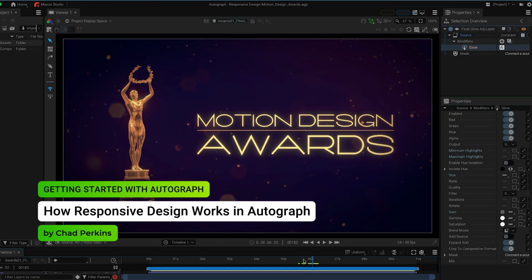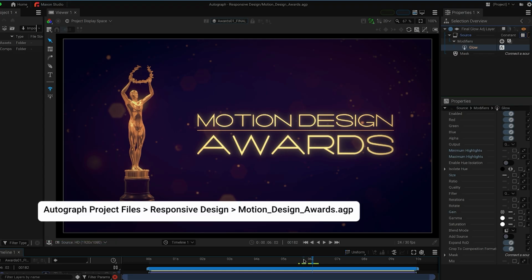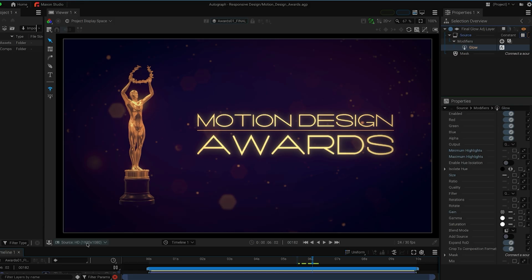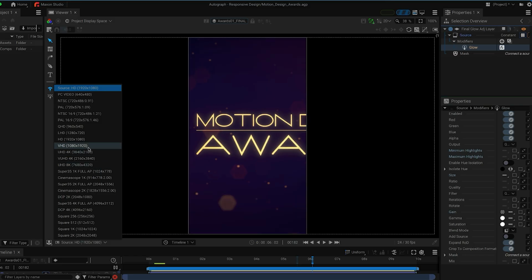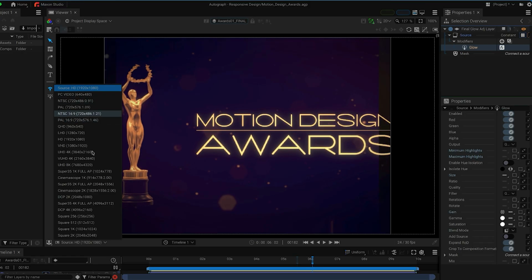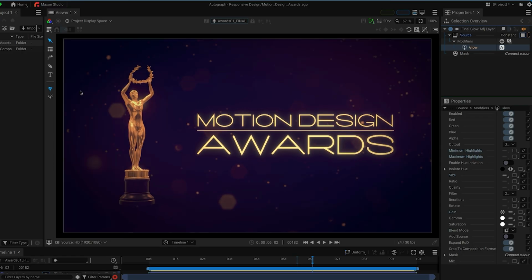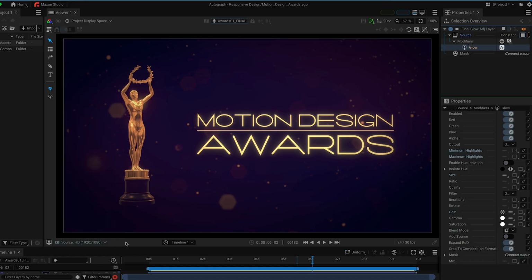In order to truly understand responsive design in Autograph, we have to understand a little bit about the technical stuff, about the calculations going on beneath the surface. So how exactly does Autograph take something like an HD composition and then translate it to vertical HD or 4K or square or 4:3 or any of these formats? In order to fully take advantage of this system, we have to be able to have some degree of predictability with how Autograph handles conversions between formats.